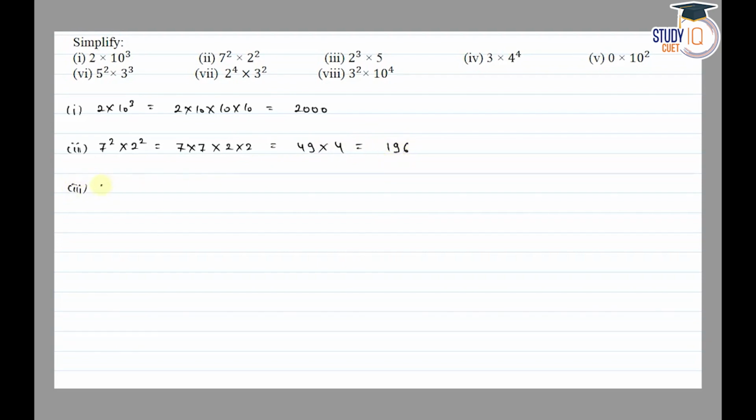The third part is 2 cube into 5. Its expanded form will be 2 into 2 into 2 into 5, which is equal to 8 into 5. 8 times 5 gives us 40.